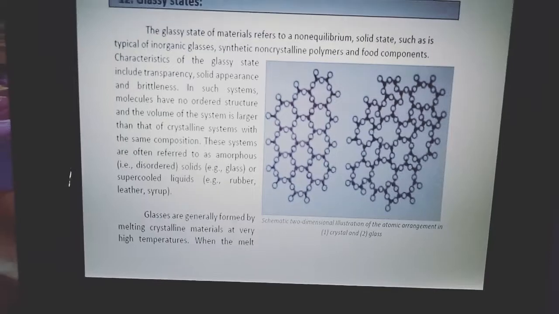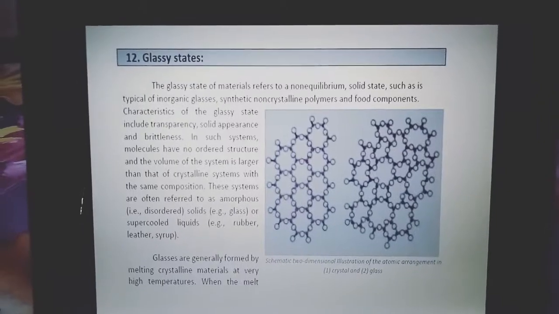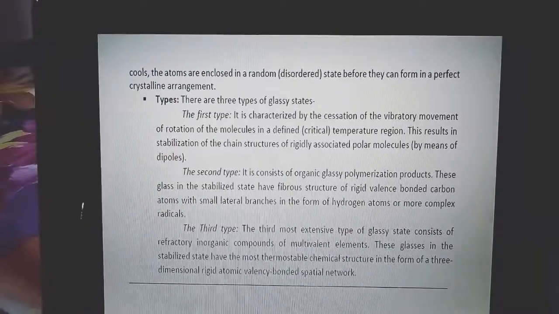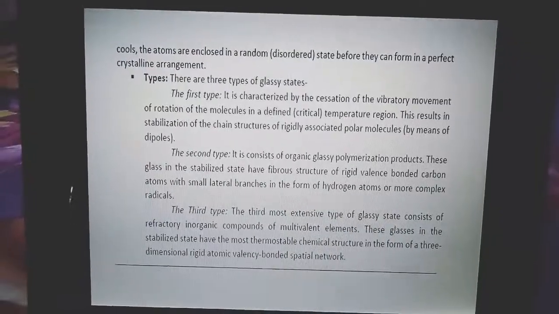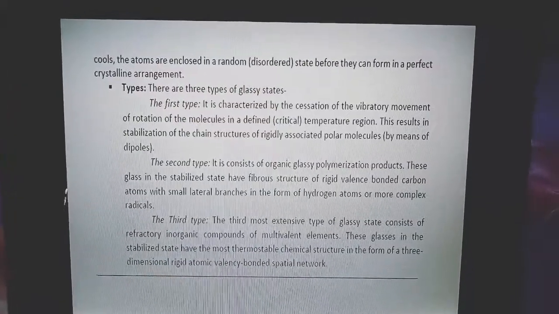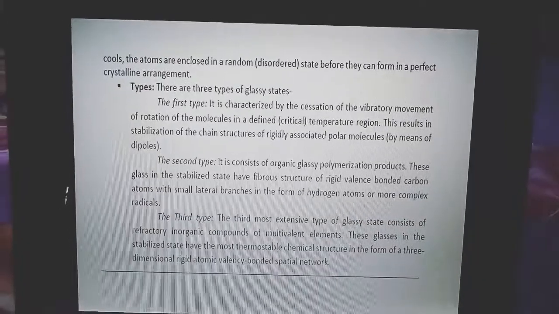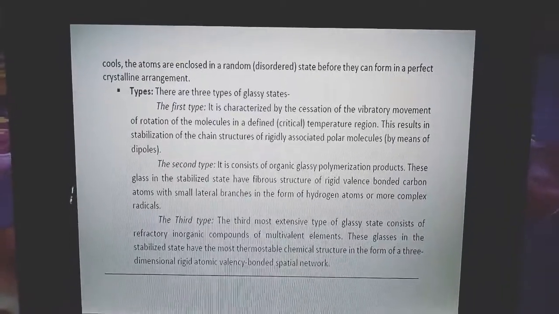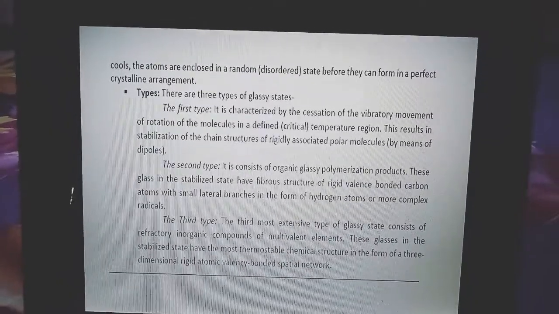Glasses are generally formed by melting crystalline materials at very high temperatures. When the material cools, the atoms are enclosed in a random state before they can form a perfect crystalline arrangement. There are various types of glassy states. The first type is characterized by the cessation of the vibratory and rotational movement of the molecules in a definite temperature region. This results in stabilization of the chain structures of rigidly associated polar molecules.